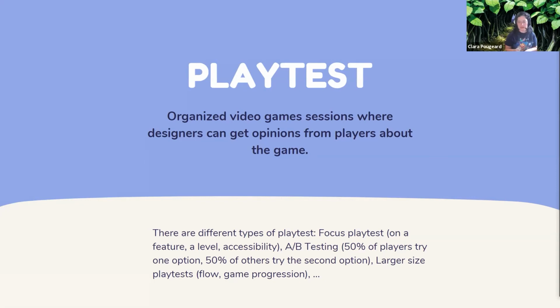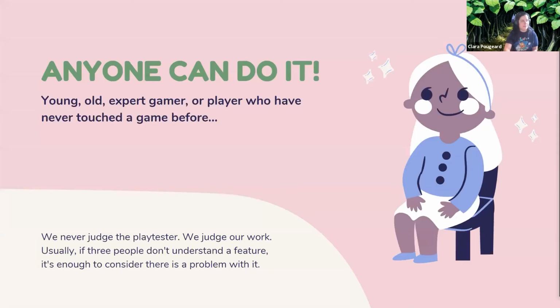There's also something called A/B testing, where we give 50% of the players one option, for example, that the weapon is blue, and the other 50% another option, for example, that the weapon is red, and we compare the results and see which one people prefer, which one works the best. And then there's larger size playtests to test out the flow and the game progression as well. And what's fun about it is that anyone can do it.